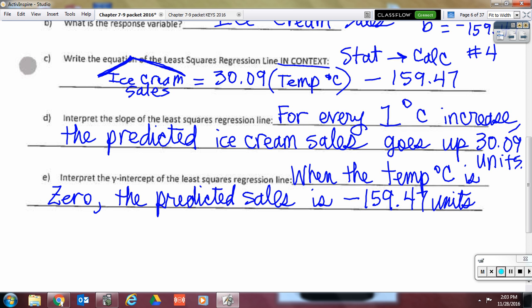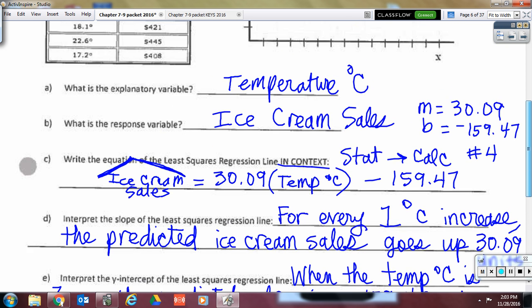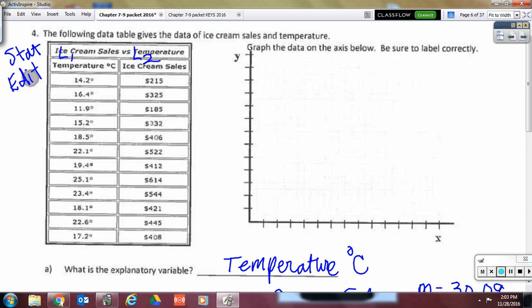All right. Now, we're going to graph this. I'm going to be very specific on what I want. I want you to label the axes first. So what is the x-axis going to be? Temperature, temperature in degrees Celsius. What is the y-axis? Ice cream sales. So write those things on here.